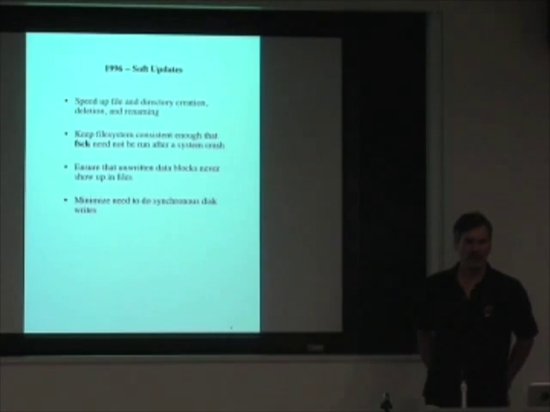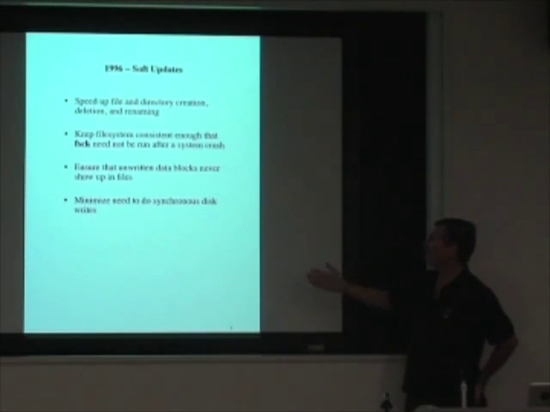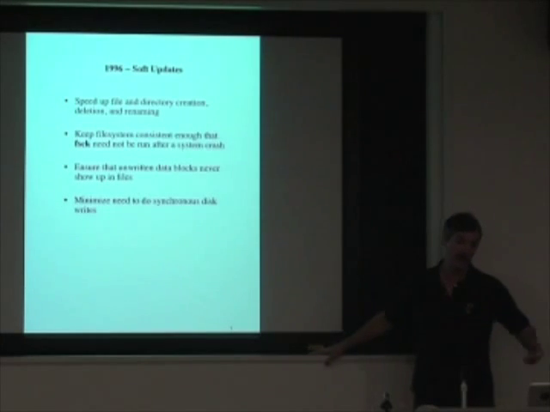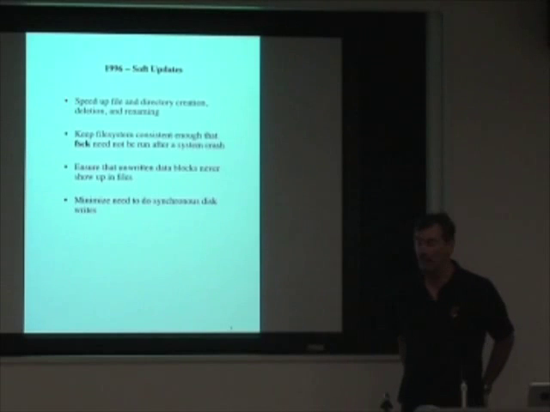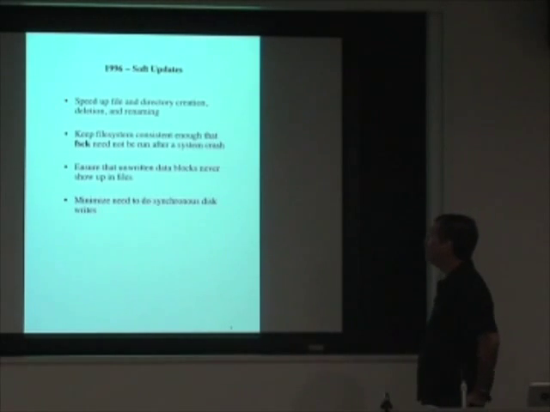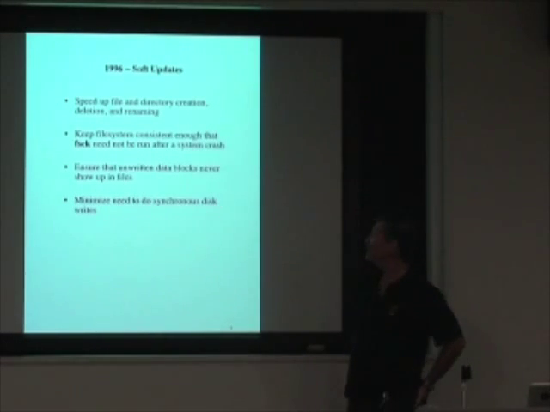So there's sort of two major approaches that got taken to this. Journaling, which is the way that many of the other file systems, such as EXT3 or the Solaris version of the fast file system, manage it. We chose to do something called soft updates.